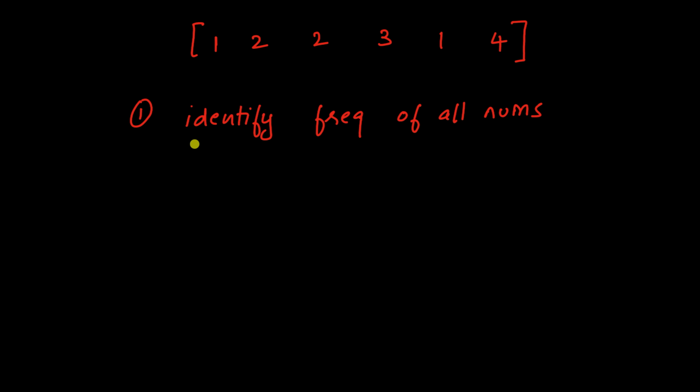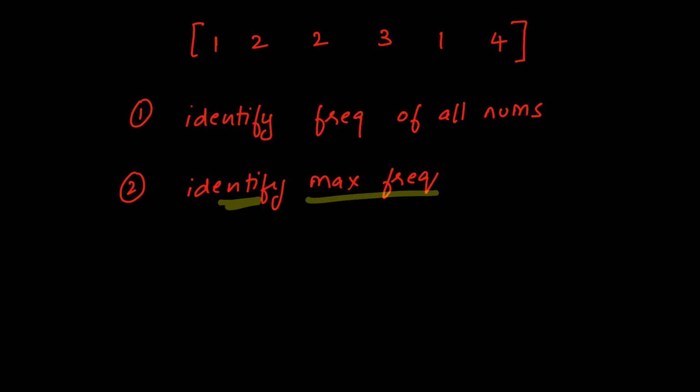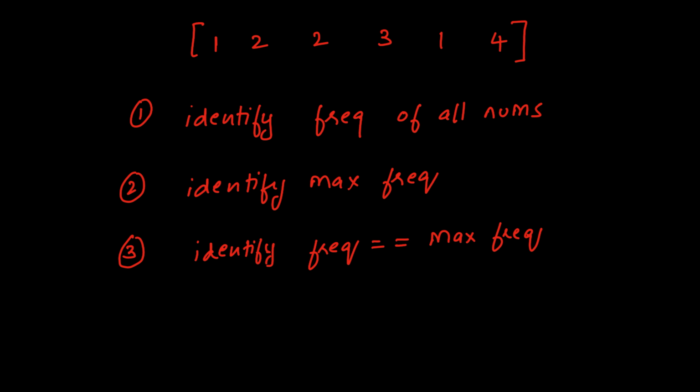The first step is to identify the frequency of all of the numbers in the given input array. After knowing the frequency of all of the numbers, we need to identify the maximum frequency amongst them. This step is dependent on the first step. The last step is to identify the entries or frequencies that match the maximum frequency. That is, look for all the entries in the collection that we built in step 1 that match the maximum frequency we calculated in step 2.